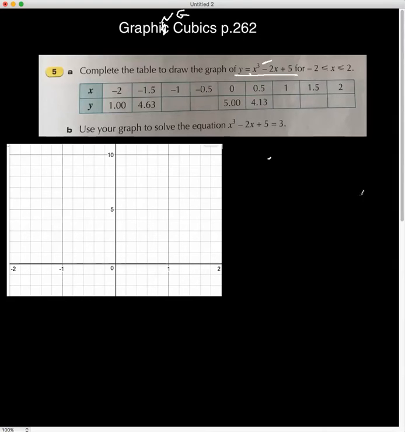So let's look at plotting these. Well, we have y is equal to x cubed minus 2x plus 5. And they give you this table here, and they say it's between -2 and 2. So here I have my x of -2 and my x of positive 2. So our cubic should be flowing somewhere in this area here, okay? Now they've already given me a few points, for example, -2, which is right here, and they have y is equal to 1.